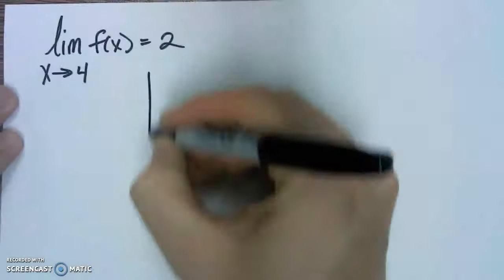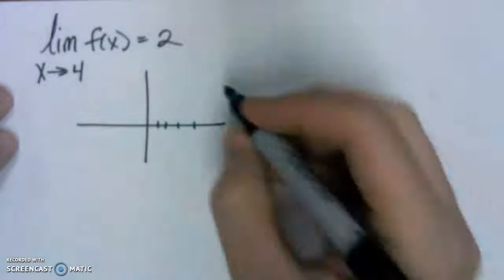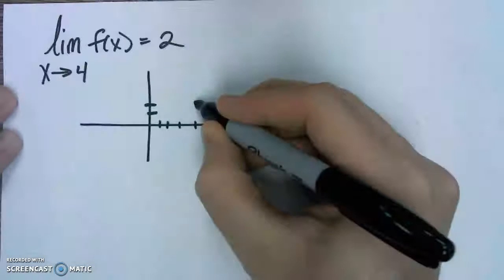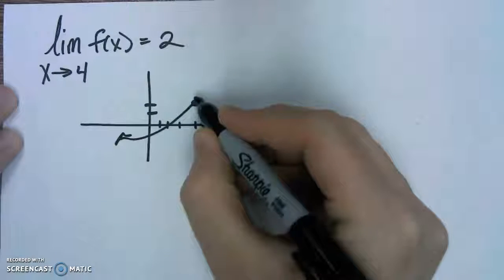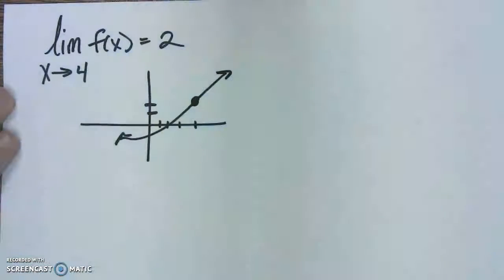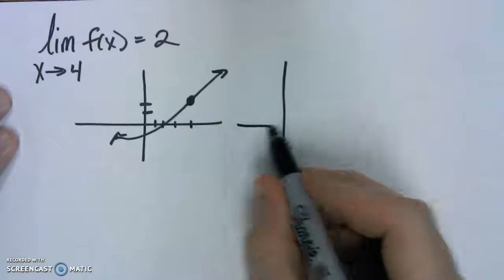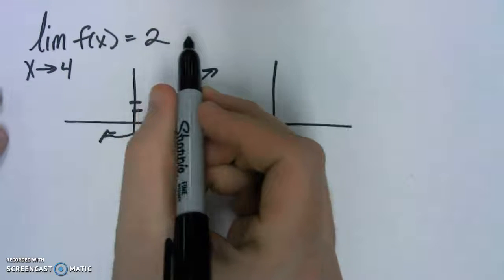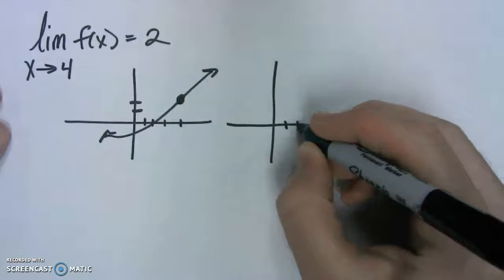So one possible way is if we just go 1, 2, 3, 4, and we go up 2, and make sure there's a point there, and you can really do whatever you want to the left and the right, as long as the x value has a y value of 2. Now, what else might happen? Because it's a limit, the function value doesn't have to actually equal 2. It just has to approach 2.